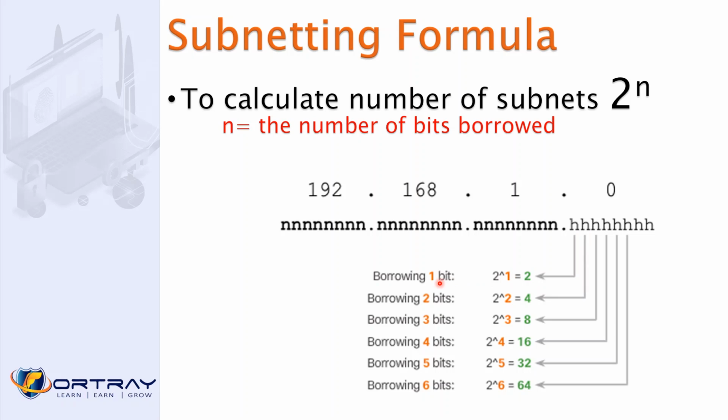If you just borrow 1 bit, it will create 2 subnets, because 2 raised to power 1 means 2 networks. If you borrow 2 bits, 2 raised to power 2 creates 4 subnets, sorry. And if you borrow 3 bits, it will create 8, because 2 raised to power 3 is 8, then 16, 32 and 64. So this is how you can further borrow, depending on how many bits you can borrow.